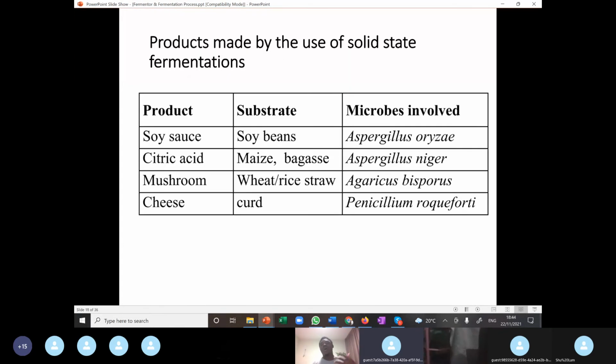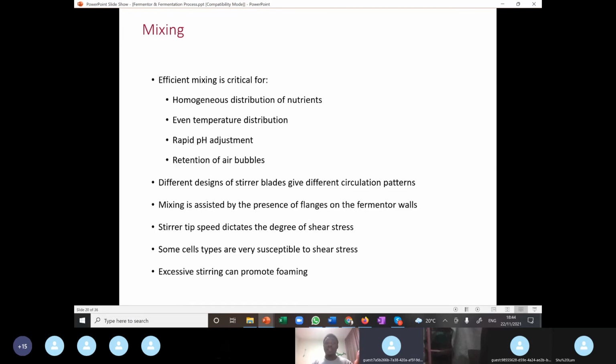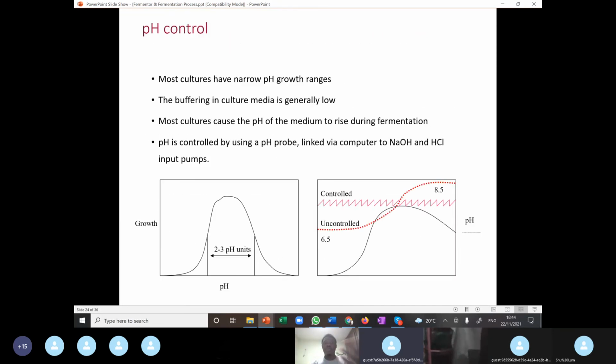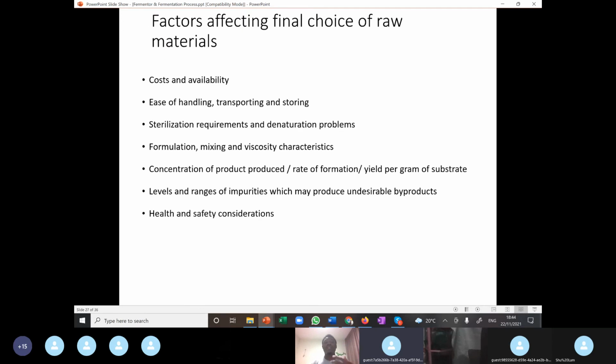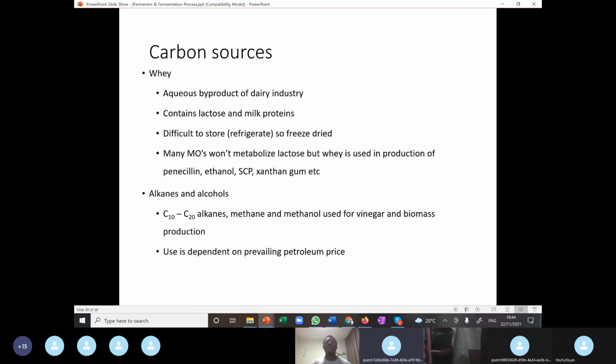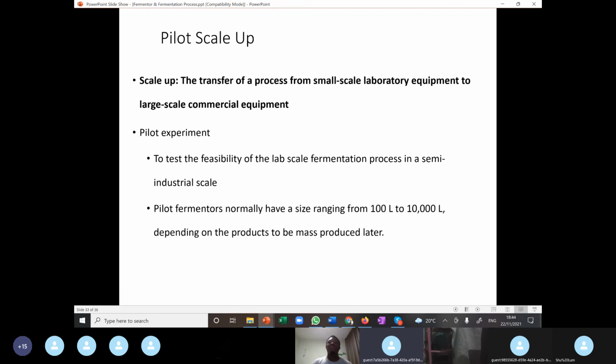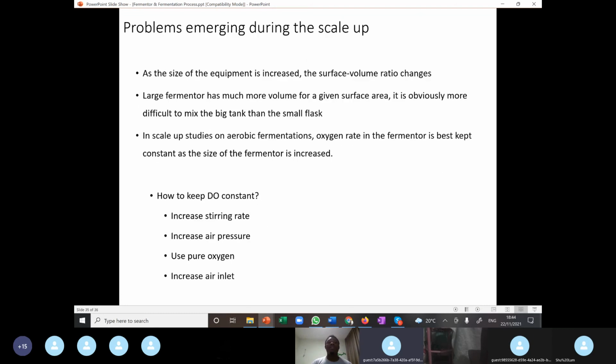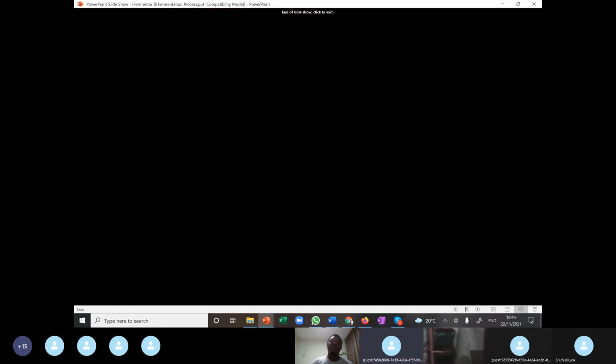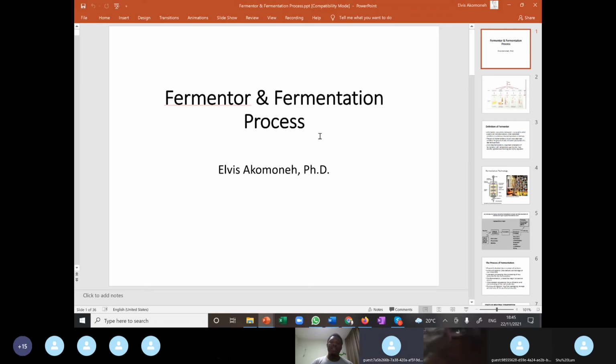So I will implore you to read the remaining section of this note. I've already highlighted them. I've already mentioned what you control here. The most important thing is that you should know that these things are regulated and controlled to optimum for the organism. I'm not interested in you mastering the details. That's why I'm not explaining it. You don't need to master all the details of oxygen, pH, temperature, and raw materials.